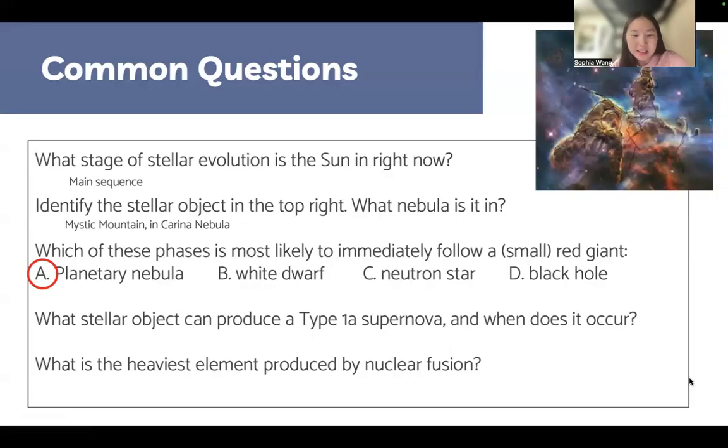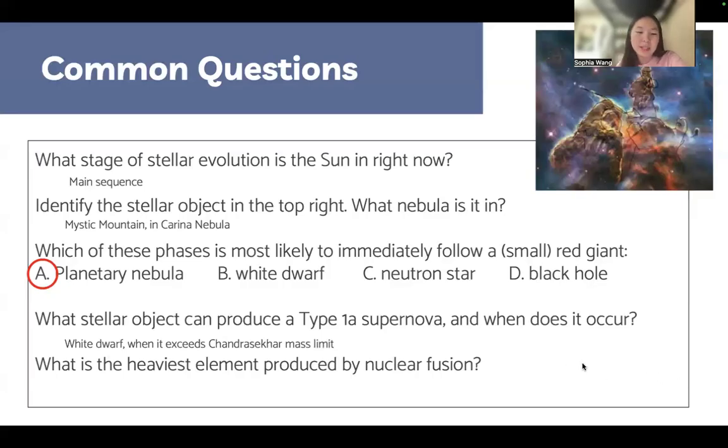Next is what stellar object can produce a type 1a supernova and when does it occur? What causes it to occur would be a better question, I think. Answers in chat. Boom, it's a white dwarf, and it occurs when it exceeds its Chandrasekhar mass limit, 1.4 solar masses.